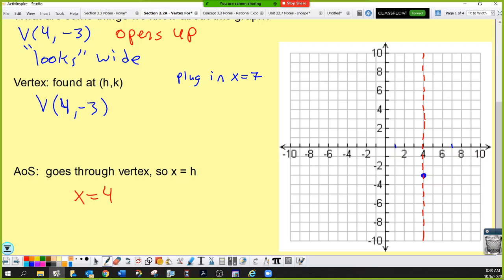Let's see what we get. y equals 1/3, here's me plugging in my 7, minus 4 squared minus 3. And this is why we practice the order of operations at the beginning of the year. 7 minus 4 on the inside is 3. Well, there's a lot of 3's on that board. Order of operations tells me exponents are next. So I have to do the 3 squared, which is 9.